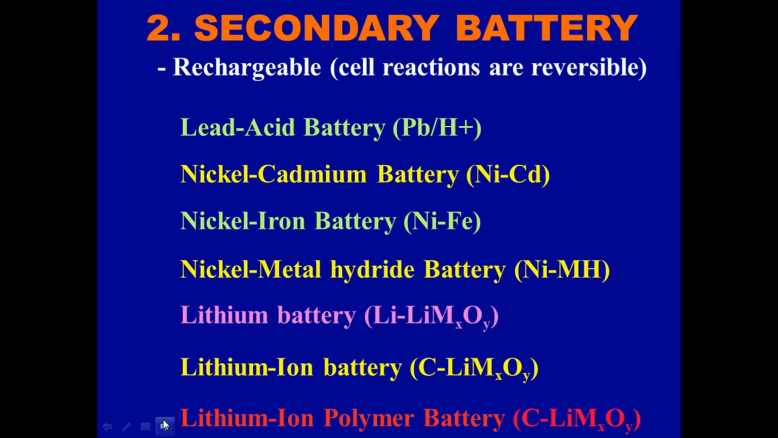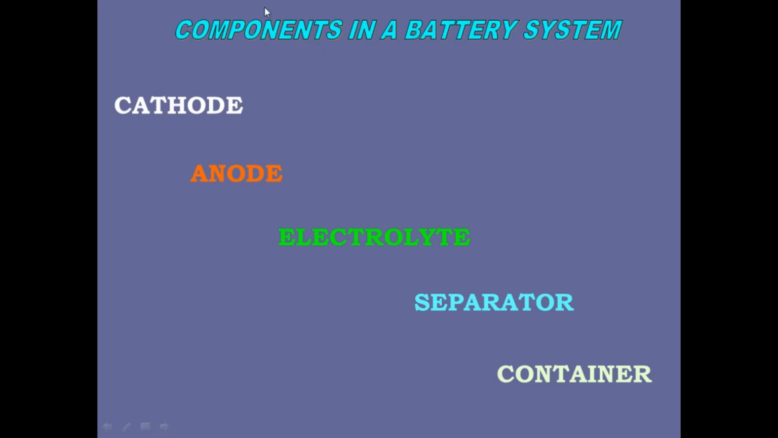And next one is secondary battery. Secondary batteries are rechargeable. That means the cell reactions are reversible. There are many types of secondary batteries, that is lead acid battery, nickel cadmium battery, nickel iron battery, nickel metal hydride battery, lithium ion battery, lithium ion polymer battery, etc. So now we are going to see about the secondary batteries.